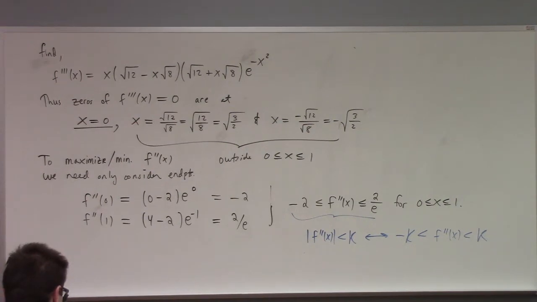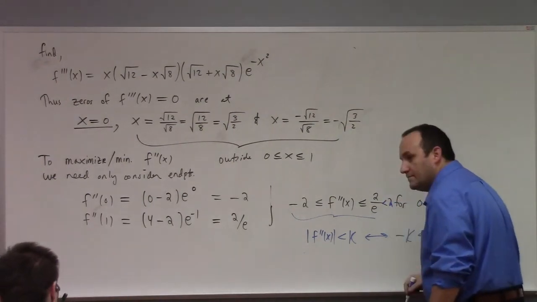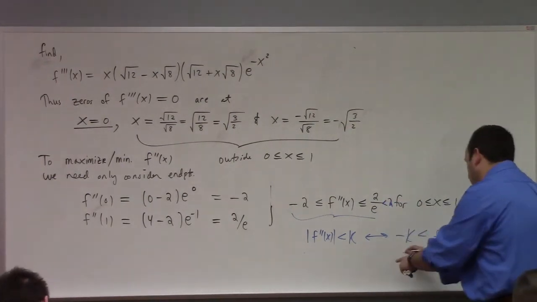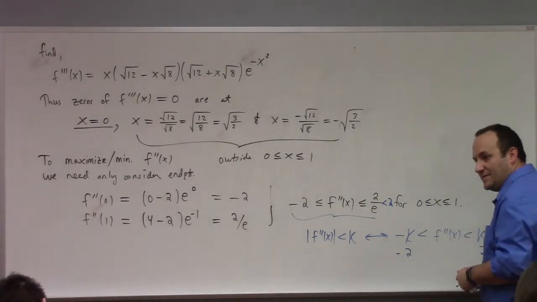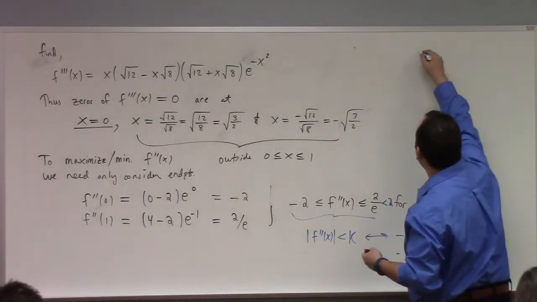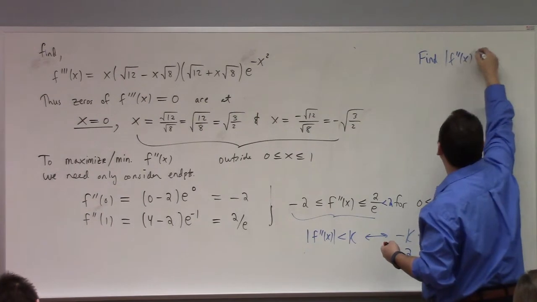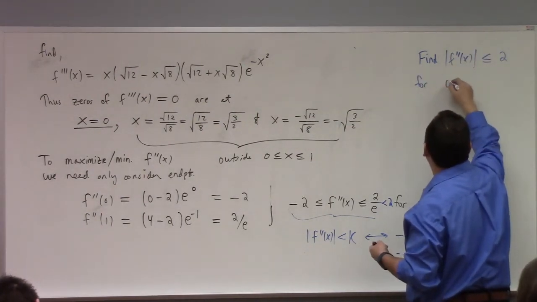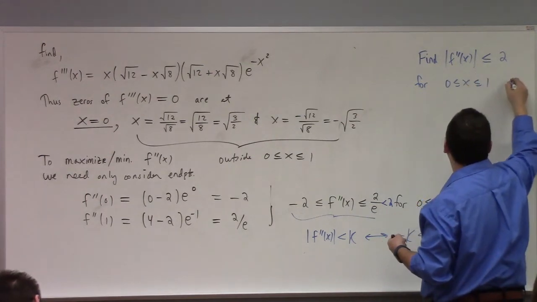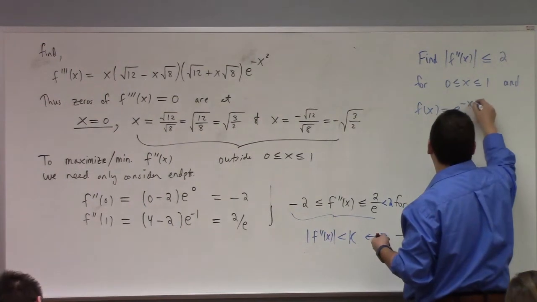Yeah, I should make it equal to 2, because certainly this is less than 2, right? So I can put a minus 2 here, I can put a 2 here, that's true. And I think that's about as good as I can do. So we find f prime prime of x is less than or equal to 2 for 0 less than or equal to x less than or equal to 1 and f of x equal e to the minus x squared, all right?